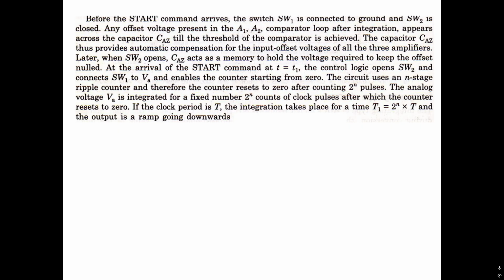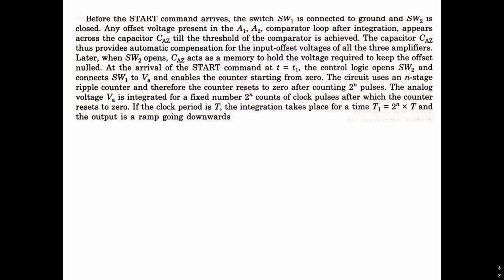offset nulled. At the arrival of the start command at t equal to t1, the control logic opens SW2 and connects SW1 to VA and enables the counter starting from 0. The circuit uses an n-stage ripple counter, and therefore the counter resets to 0 after counting 2 power n pulses. The analog voltage VA is integrated for a fixed number of 2 power n counts of clock pulses, after which the counter resets to 0.